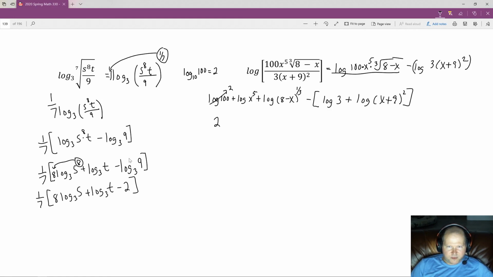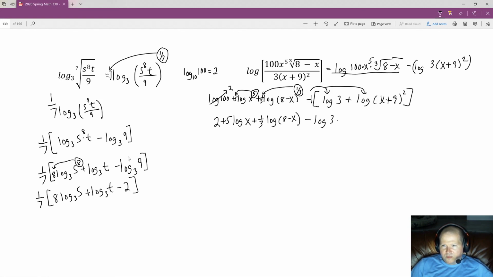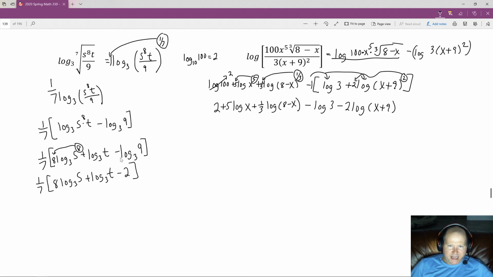Next one is plus log x to the 5th power. We're simply going to pull that 5 to the front. And then we end up with plus 5 log x. Next, we're going to bring this 1/3 power to the front. So we end up with plus 1/3 log 8 minus x. Okay, next we're going to distribute this implied negative 1 there. So we're just going to flip all the signs there. So these both become negative. So we end up with minus log 3 minus, now we're going to bring this 2 right here to the front. We end up with 2 log x plus 9. And it doesn't look like anything's going to really simplify on this second part. Something like that. Okay. And that's it.